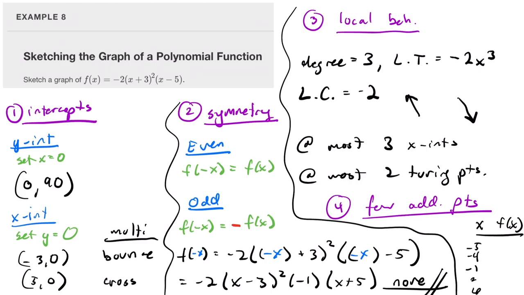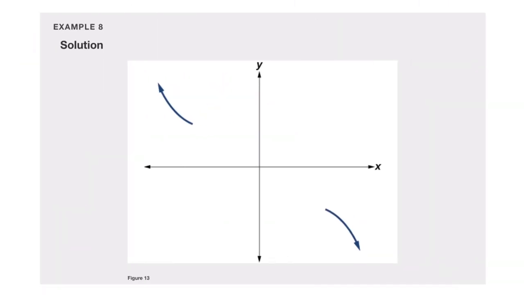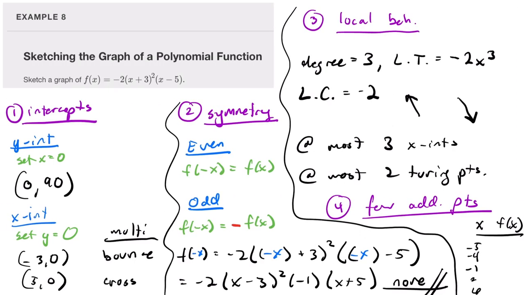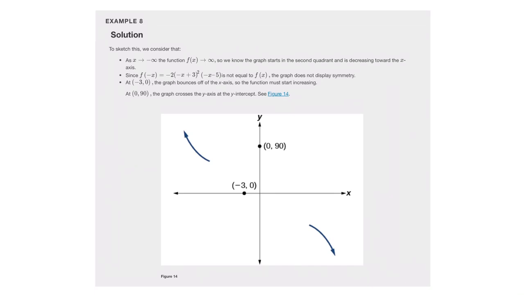But we can confirm that all of this stuff shows up in the graph. Again, we just chose several values of x and found the corresponding y, and plotted a few additional points. It has 2 x-intercepts. We got the y-intercept, that's fine. We know it goes down to the right and up to the left. We said that. I think we got all that.